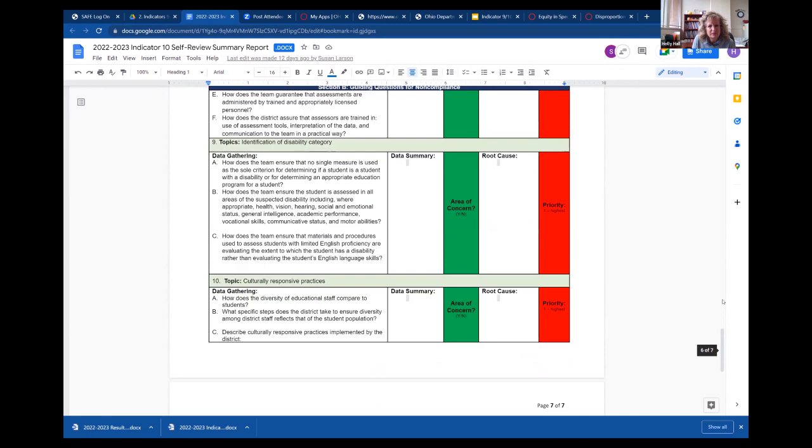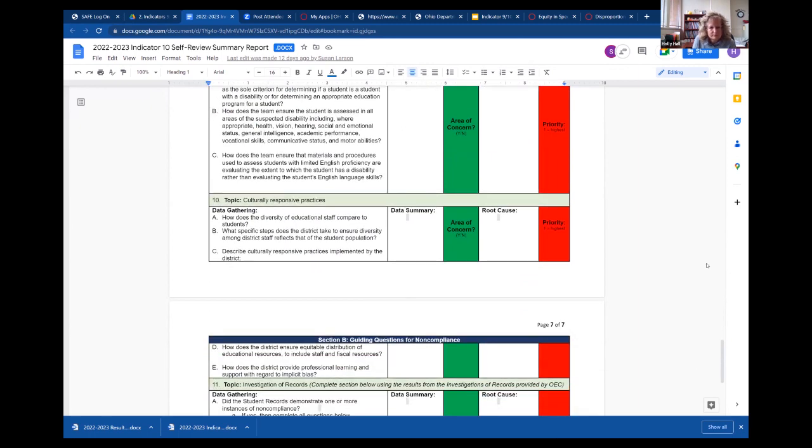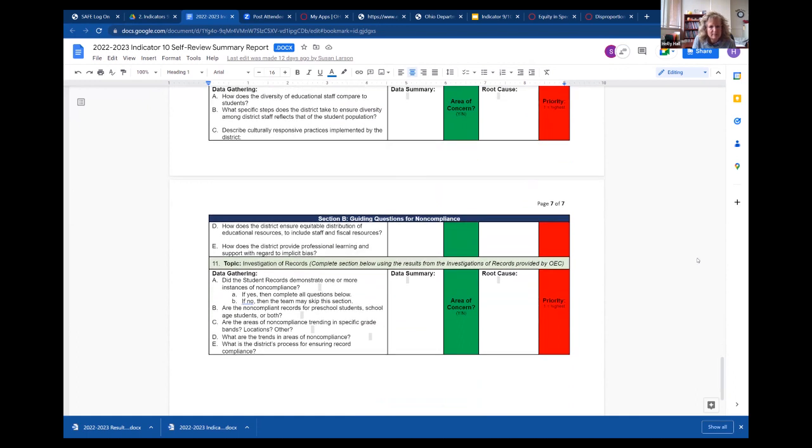Item 10 is around culturally responsive practices. And then 11, investigation of records.